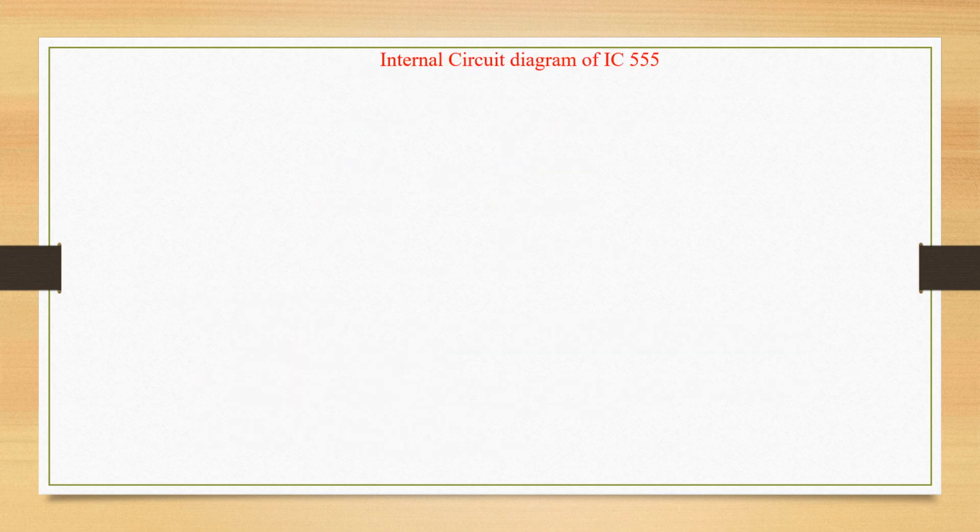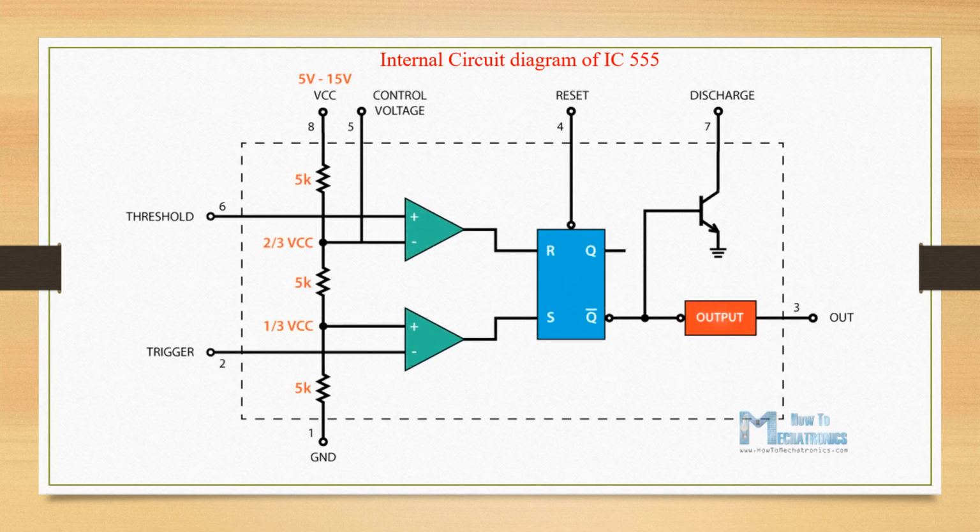Now let us see the internal circuit diagram of IC 555. This is the internal circuit diagram of IC 555. As shown, there are 2 comparators. There is one RS flip-flop and at the output side you can see a transistor along with the output condition. The input side consists of a voltage divider arrangement where three 5 kilo ohm resistors are connected.